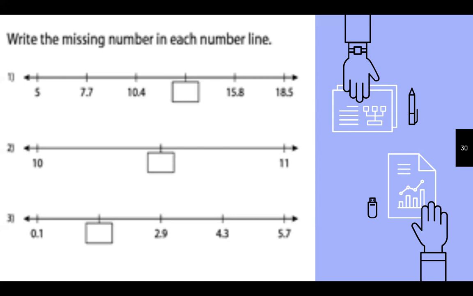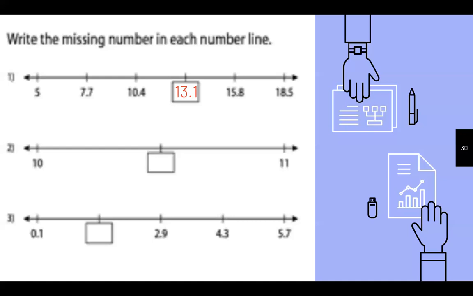So now we have to add. We can either add 2.7 to 10.4 or subtract 2.7 from 15.8. Either way, it'll give you the same answer. 10.4 plus 2.7 is 13.1.